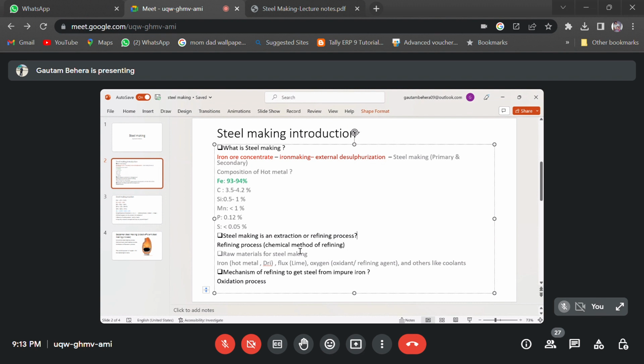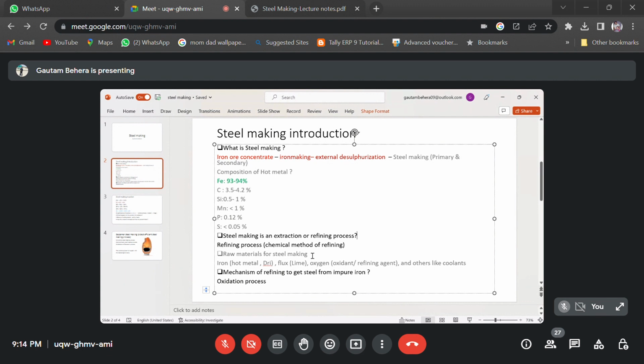Right? Best example, anybody remember? Steel making process, the chemical method of refining. So here, which one is the refining agent used in steel making process? Oxygen, sir. Oxygen, very good. Oxygen, excellent. And another one is FeO, right? And this oxygen is actually dissolved oxygen, you have to remember. You should not be confused. This oxygen is actually dissolved oxygen in the metallic phase. I will discuss that soon. And FeO also in the slag phase. That is also refining, isn't it? Steel making process. You can also use air, but it will be a slow process because of high nitrogen content.